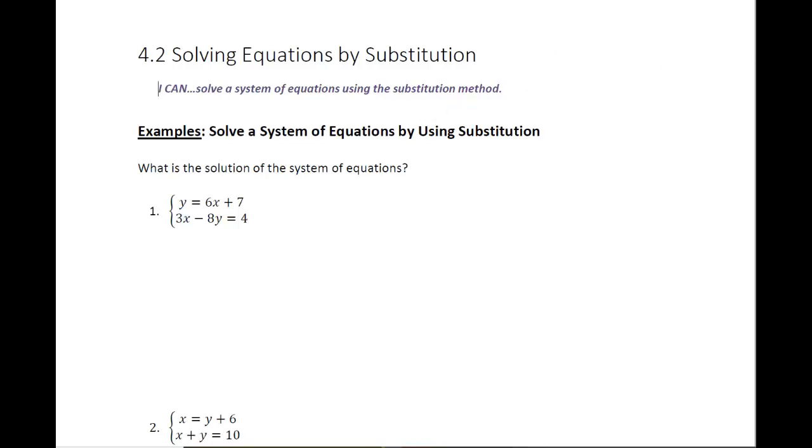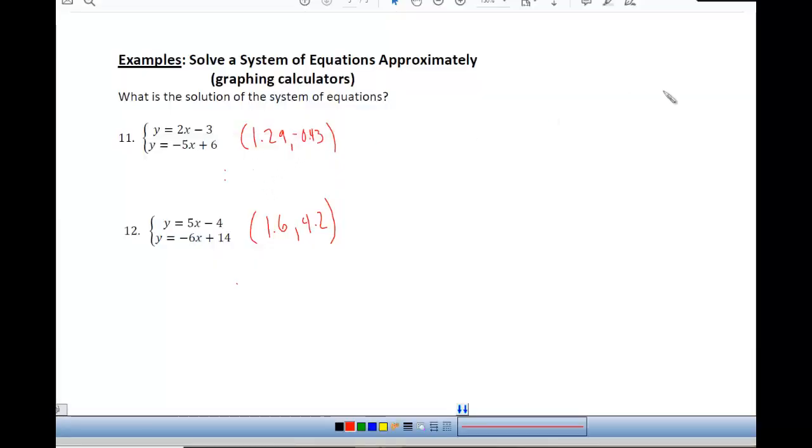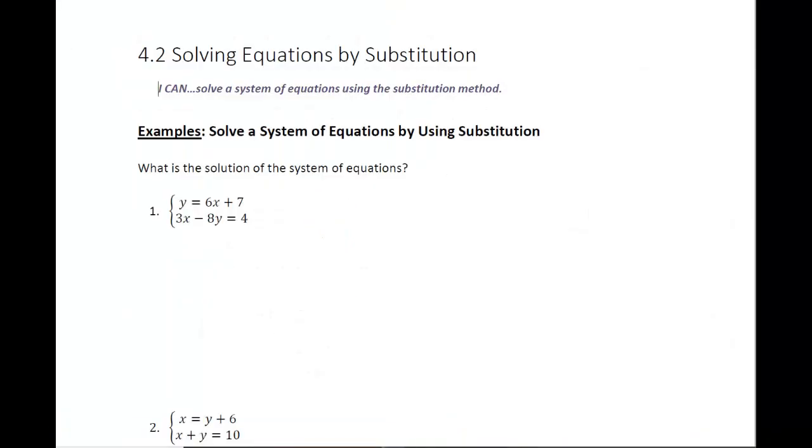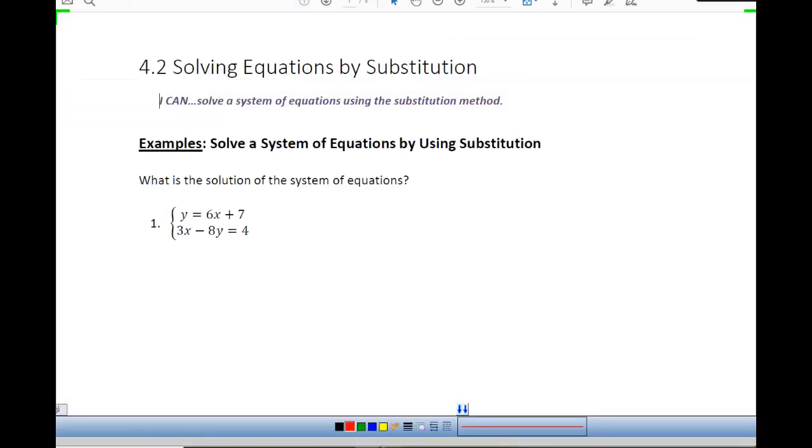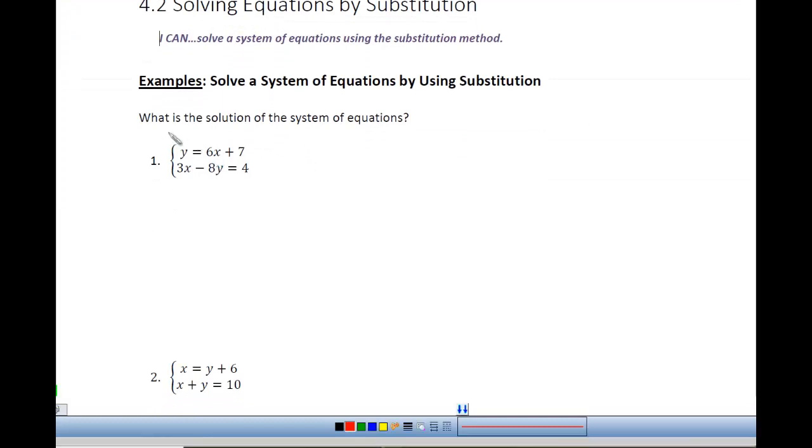Look at example number 1. The way we're going to do this, this is already solved for y. I see y equals 6x plus 7. So I will just take this quantity, which is equal to y, and in the second equation, where I see y, I'm going to go ahead and replace it. Since this is equivalent to y, where I see y, I can rewrite it.